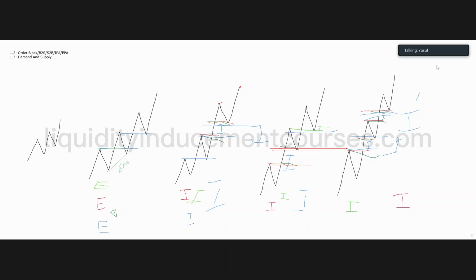Mind you, I couldn't mark this level here. You see this? I couldn't say, oh, this is efficient, because I don't know if price is going to go lower. But I could say this is efficient only after price went higher. Then I said, this is efficient.